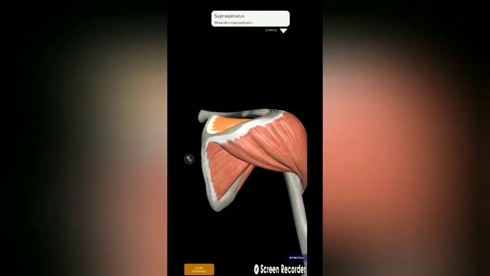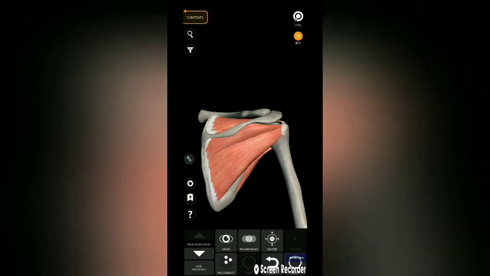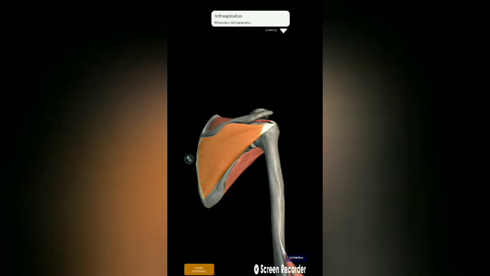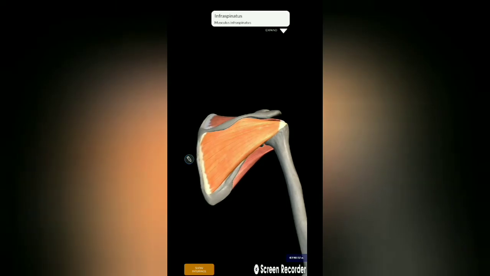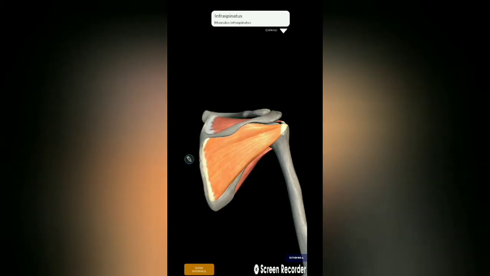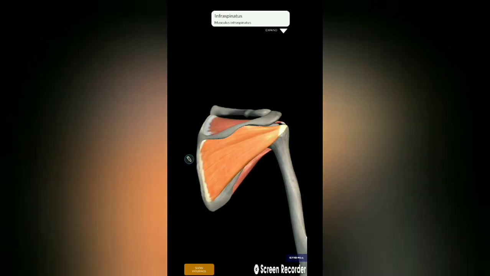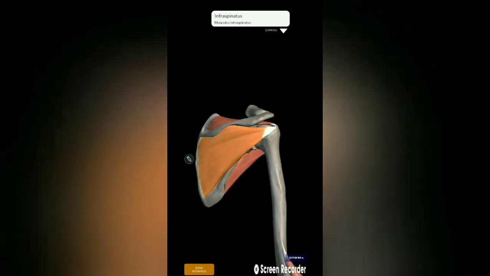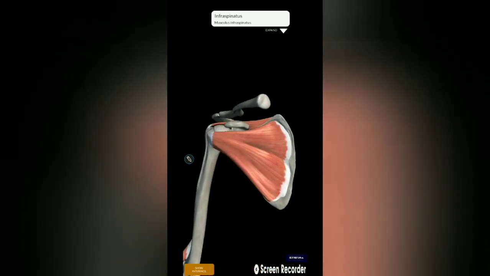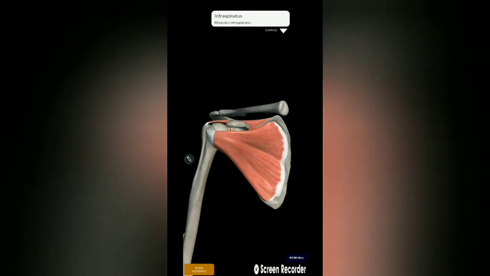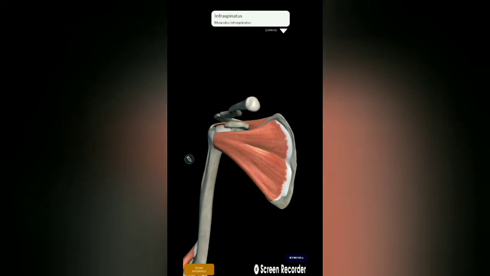Now coming to the infraspinatus fossa. Let me just remove this muscle. This one is the infraspinatus fossa, and this one is the infraspinatus muscle, which arises from the medial two-third of the infraspinous fossa, including the lower surface of the spine. I am not telling you the exact origin and insertion of these muscles, because we will study these muscles in detail in the next chapters.